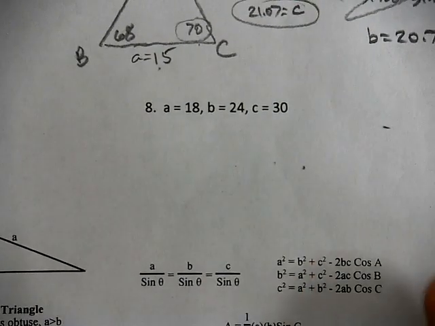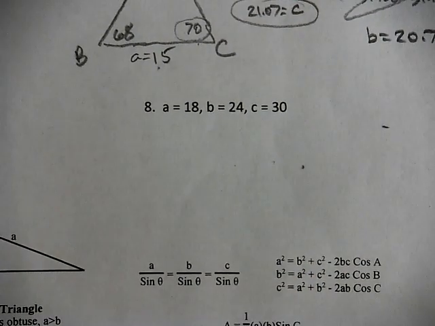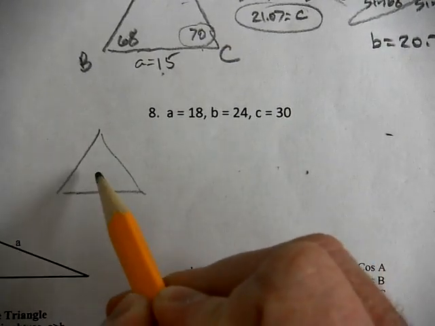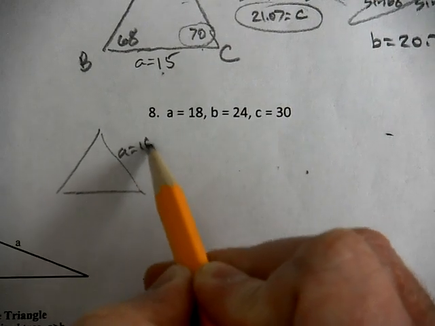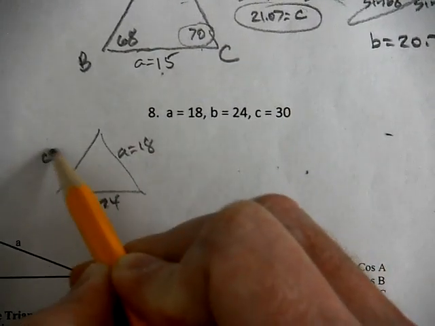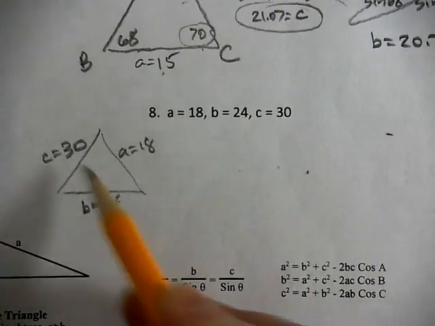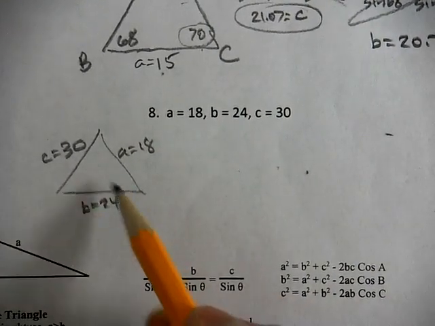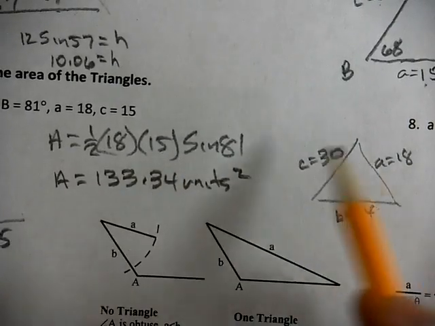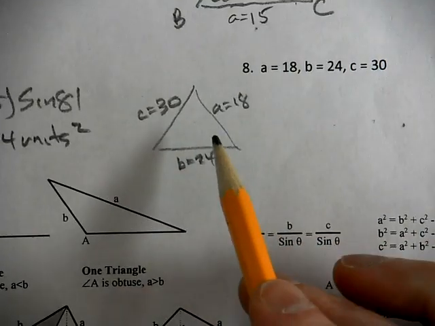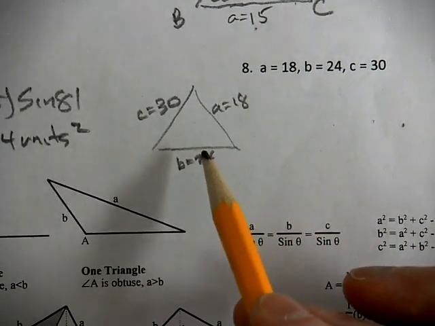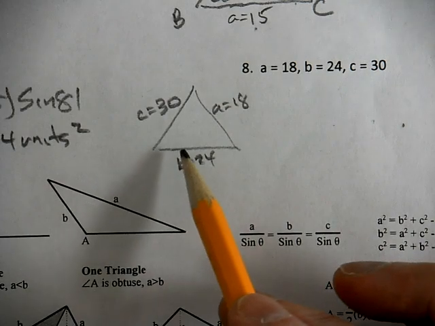This one is side-side-side. So if you think about a side-side-side triangle, you would have one side be 18, another side be 24, another side be 30. I don't have any of the angles. I can't use this formula. I don't have an angle. Now, could I use law of cosines to find it? Sure.